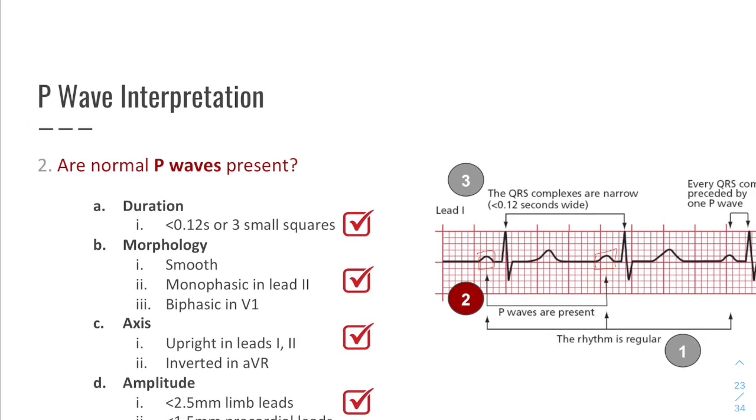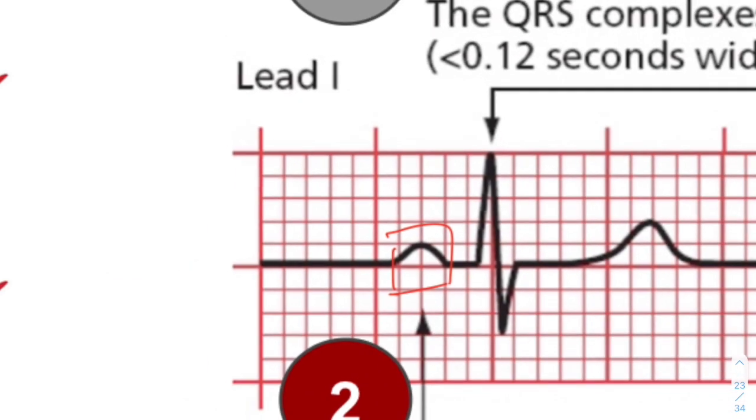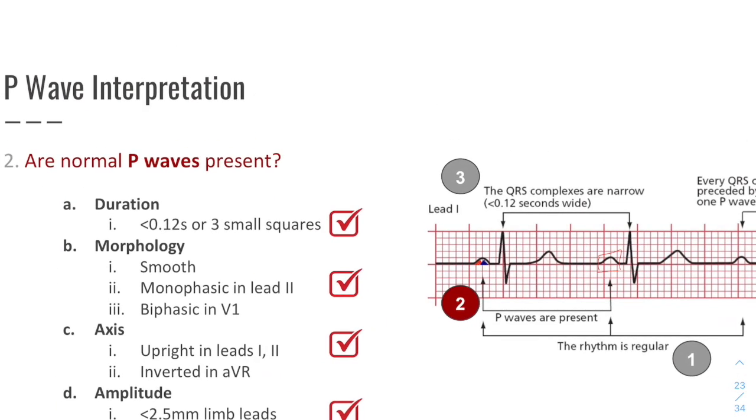So after you notice if they're present, you want to look to see that they're less than 3 small squares. The next thing you want to look at is how smooth they are. A nice smooth biphasic P wave just means that the depolarization of the left and the right atria are happening uniformly. Sometimes you'll see something that draws like this: this is your right atrial depolarization, and this is your left atrial depolarization. If they're happening in tune with each other, that makes your nice, smooth morphology.